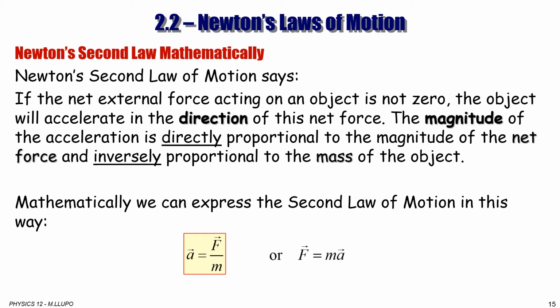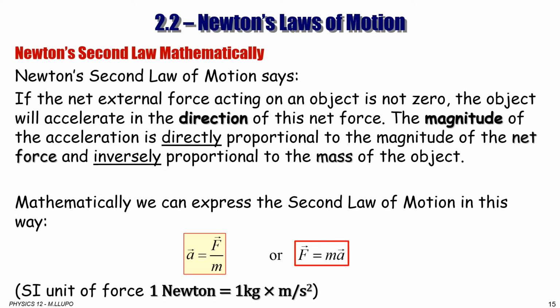Or we can say force is equal to mass times acceleration, and that is useful to figure out what the unit of force would be. Since the unit of mass is a kilogram, and the unit of acceleration is meter per second squared, we can say that 1 Newton is equal to 1 kilogram times meter per second squared.